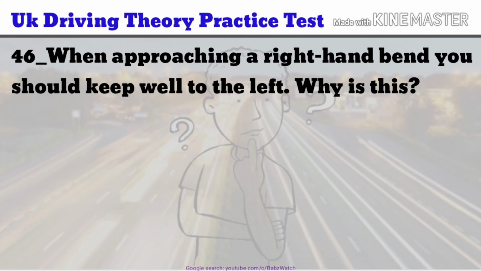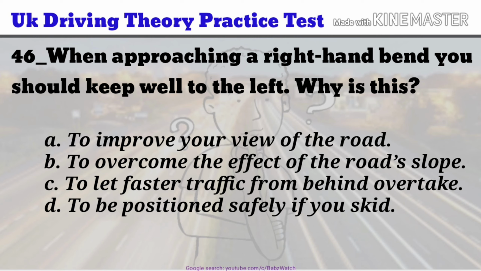UK driving theory practice test question 46 of 50. When approaching a right-hand bend, you should keep well to the left. Why is this? A. To improve your view of the road. B. To overcome the effect of the road's slope. C. To let faster traffic from behind overtake. D. To be positioned safely if you skid. The correct answer is A.